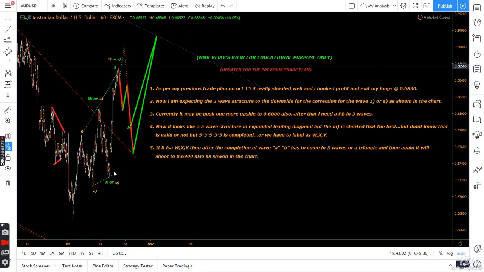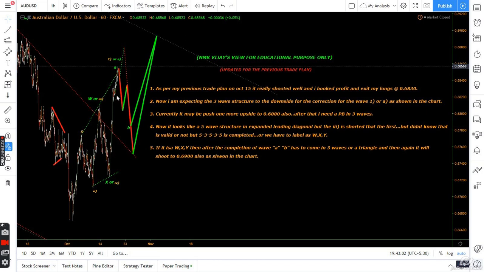It's A, B, C, W, X, and then followed by ABC. So right now this is a correction pattern only. What I have expected, it's a corrective pattern. So it's exactly doing the same thing as last week.